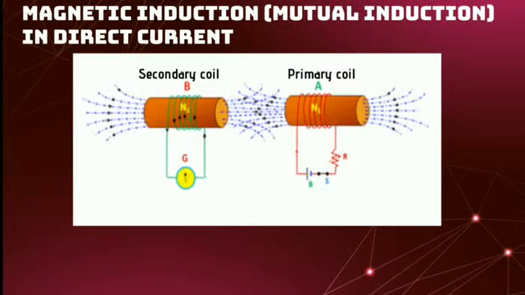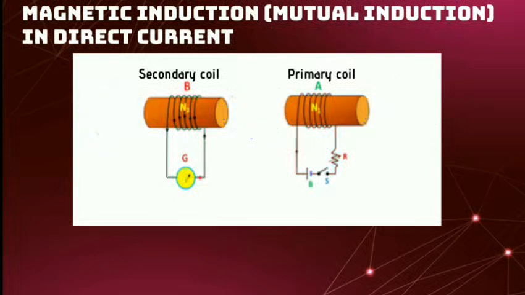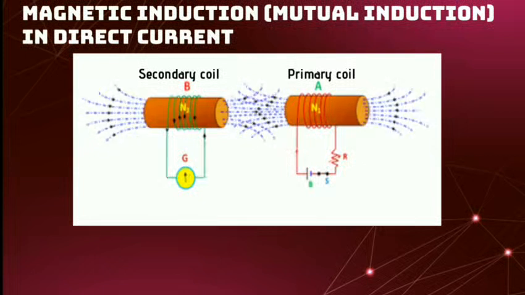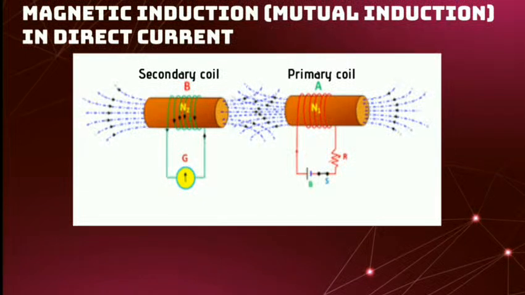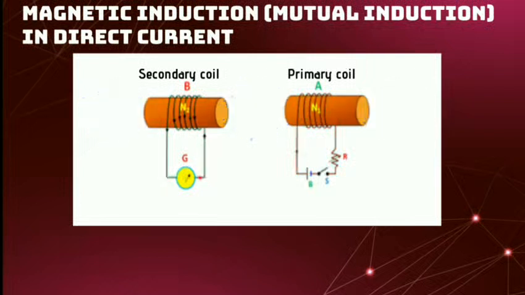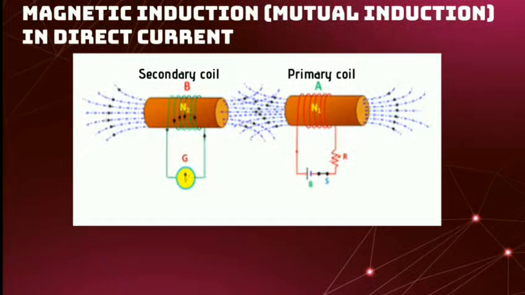This process by which a changing magnetic field in a conductor induces a current in another conductor is called magnetic induction. And in practice, we can induce current in a coil either by moving it in a magnetic field or by changing the magnetic field around it.